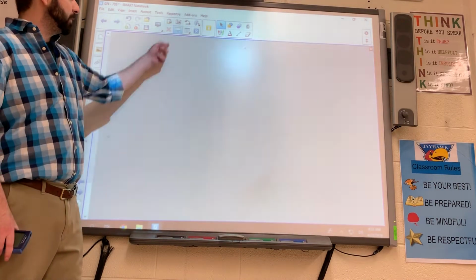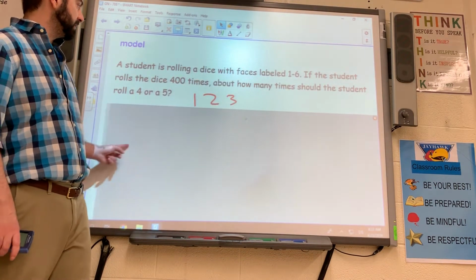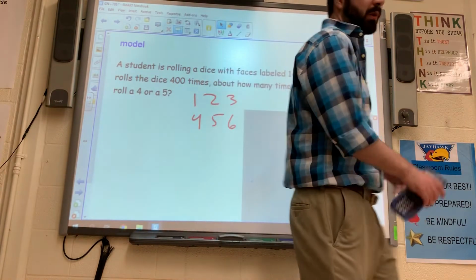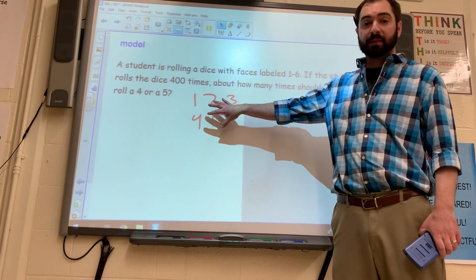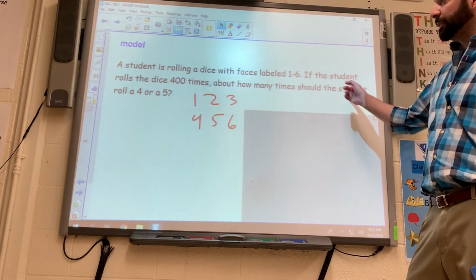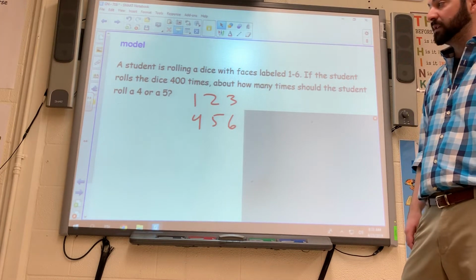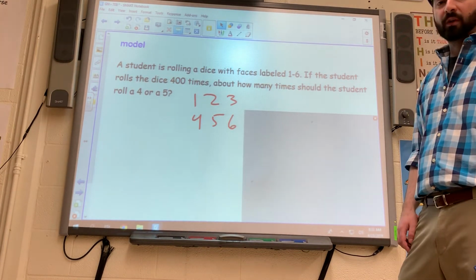Another one I'll model here for you, this one using a dice. So the first thing, a student is rolling a dice with the faces 1 through 6. So again, all I did, set up the dice so that I can interact with them. If the student rolls it 400 times, about how many times should the student roll a 4 or a 5?